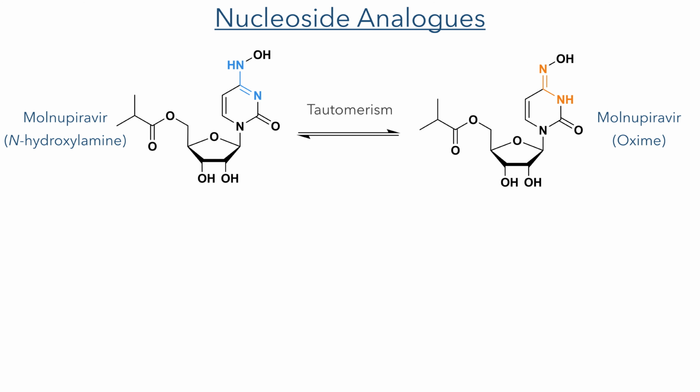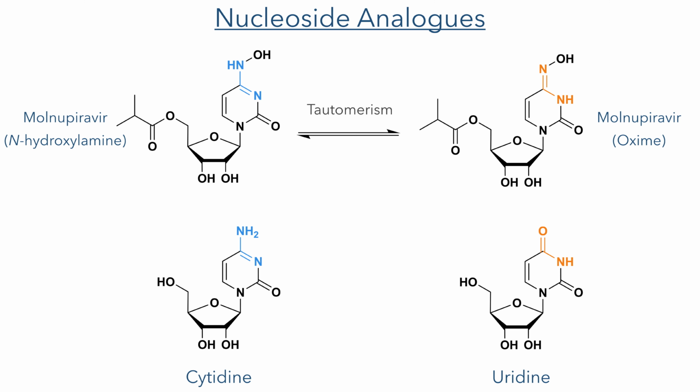If we examine the structure of molnupiravir, we can see that the exocyclic nitrogen group of the pyrimidine ring can undergo a tautomerization between an N-hydroxylamine, where the carbon-nitrogen double bond lies within the ring, and an oxime, where the carbon-nitrogen double bond is found outside the ring. This tautomerization allows it to display the chemical properties of both cytidine and uridine, the two pyrimidine bases found in RNA.